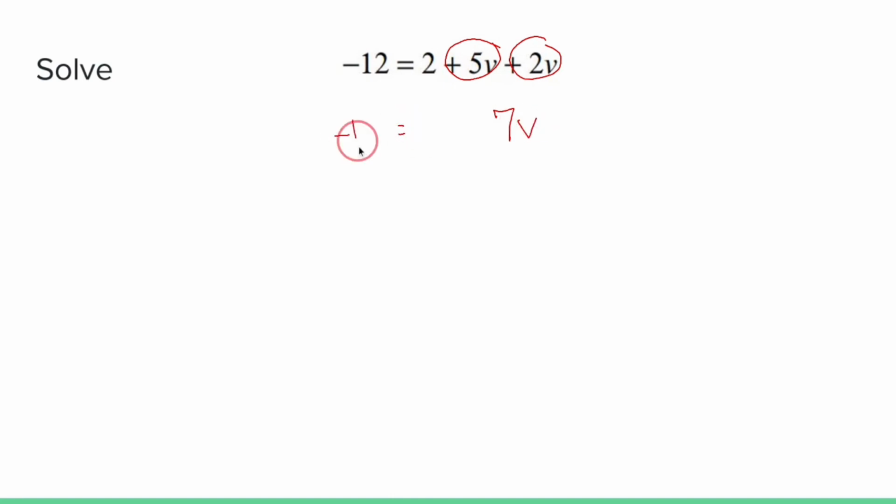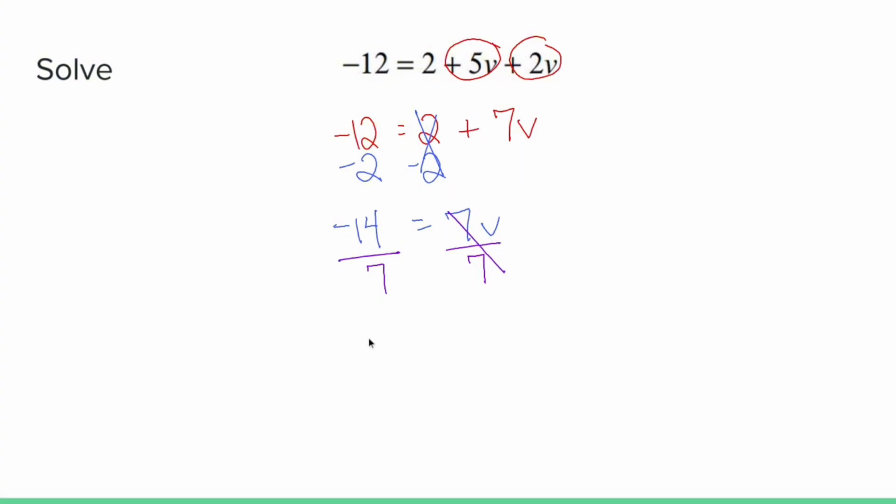And then the negative 12 and the 2 and the equal sign and the plus sign drop down. Now we have a two-step equation. So subtract 2 from both sides, cross that out. Negative 12 minus 2 is negative 14. That equals 7v. And in order to get v all by itself, you do the inverse operation, which is divide 7 from both sides.